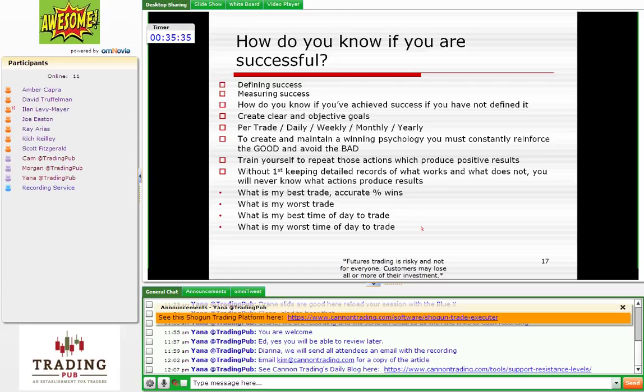You have to create clear and objective goals for trade, daily, weekly, monthly. And in order to do so, this is what I was talking about in the invitation, the best $4.99 that you can invest in trading is a notepad and a pen. And I'll talk about that in a little bit as well.